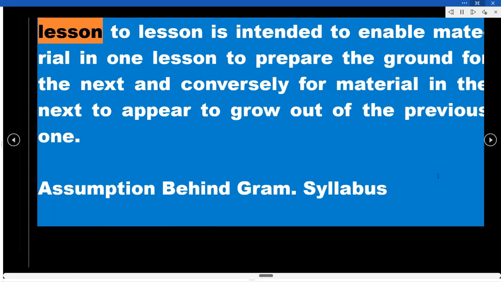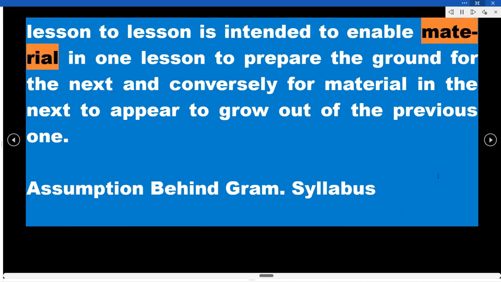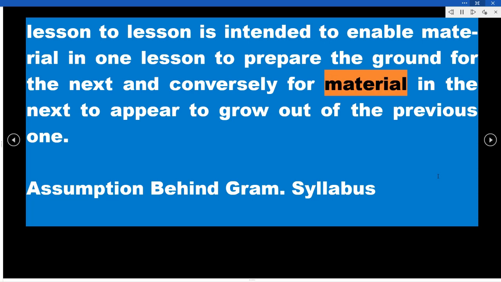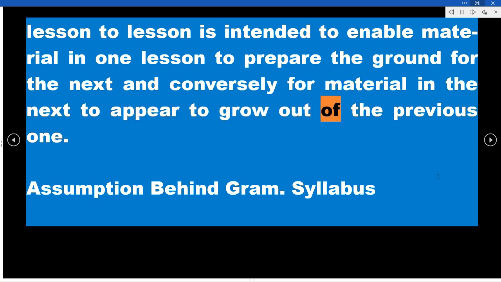The transition from lesson to lesson is intended to enable material in one lesson to prepare the ground for the next and conversely for material in the next to appear to grow out of the previous one.